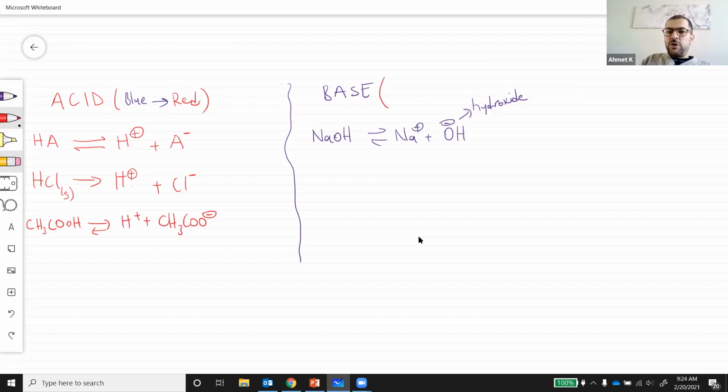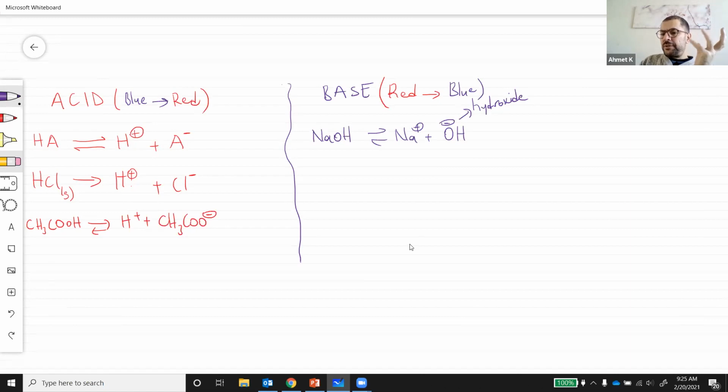If you have a red litmus paper, and you dip it in a basic solution, if it's really basic, then it will turn blue, right? So acid turns blue to red, but base turns red to blue, okay?